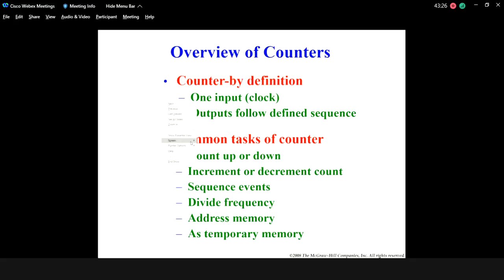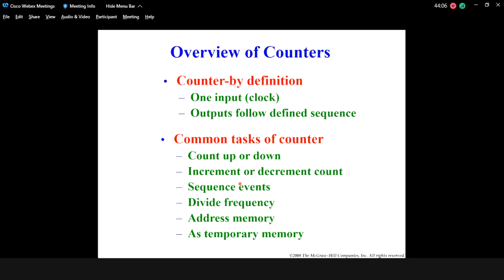Okay, now we are going to go over an overview of the counter. A counter is defined as having one input clock. The output follows from the defined sequence of the clock, and also the connection of the circuit. The common task for a counter is to count up 1, 2, 3, 4, 5 and above, or count down, decrement, from 10 to 1, or for increment or decrement count, that one is just for time.